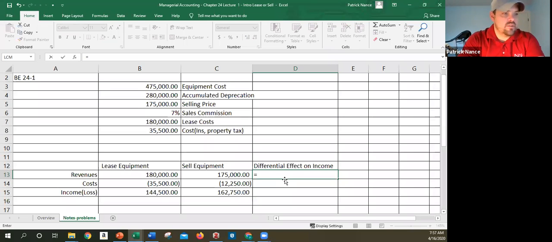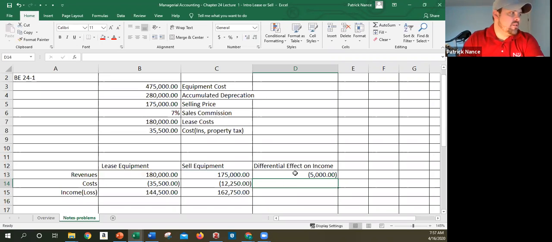So for my differential analysis, I'm going to subtract one from the other, and show that it is $18,250 better for me to sell this equipment rather than lease this equipment.